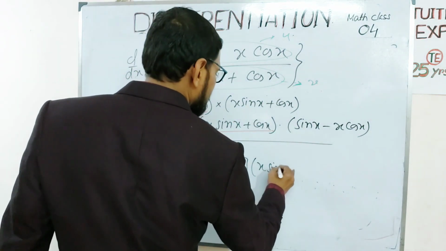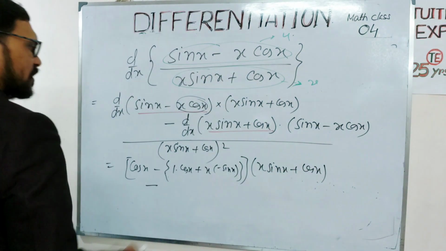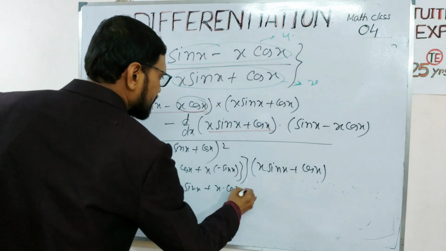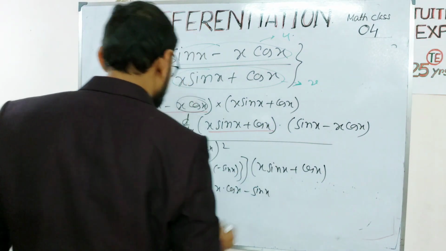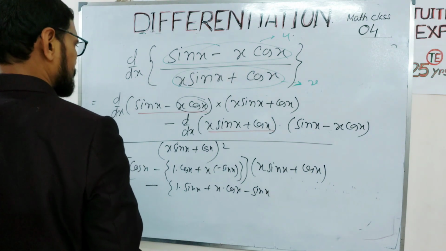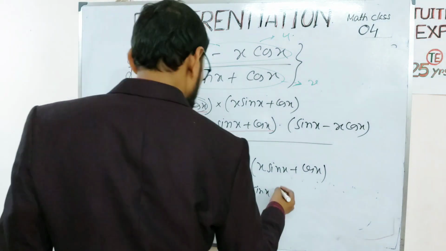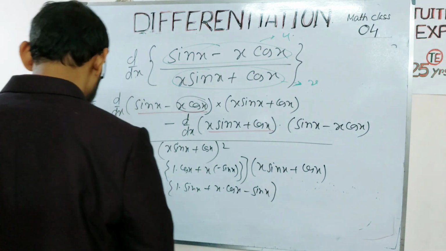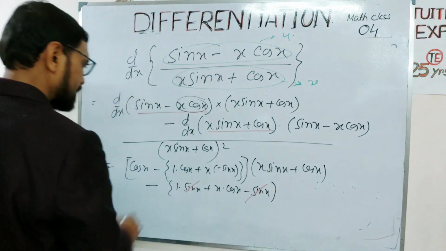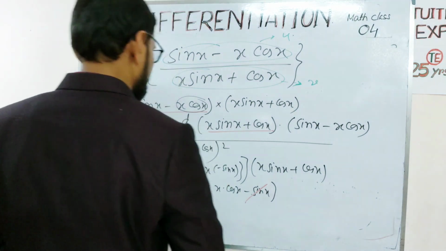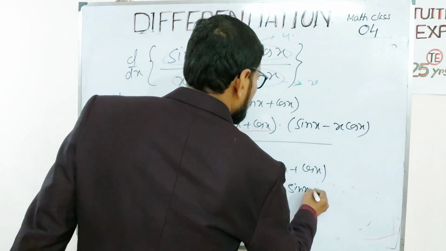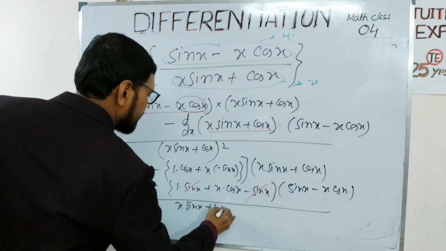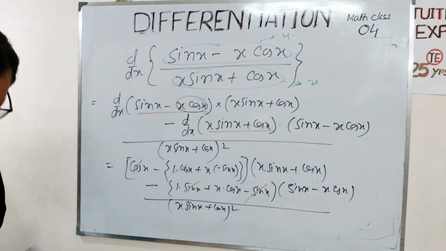And this is constant, x sin x plus cos x, minus this derivative. What is the derivative of this? X derivative is 1, sin is constant, plus x into sin x derivative is cos x, and cos x derivative is minus sin x, minus cos x. Okay. So derivative of this function is this. Sin x derivative is cos x minus sin x. So cancel this and this, this and this, into sin x minus x cos x by x sin x plus cos x whole square.